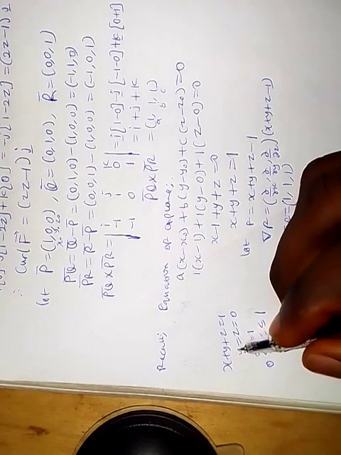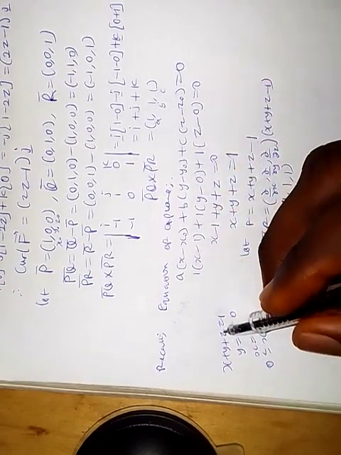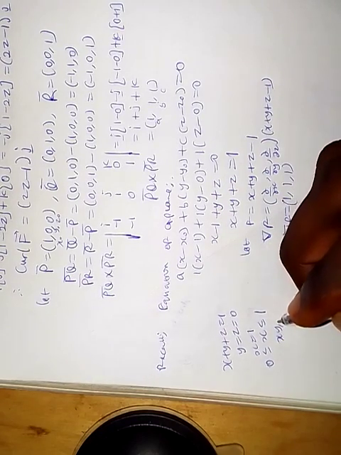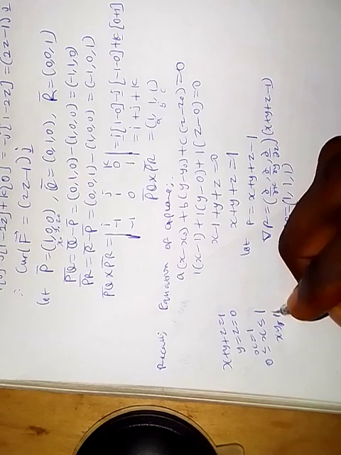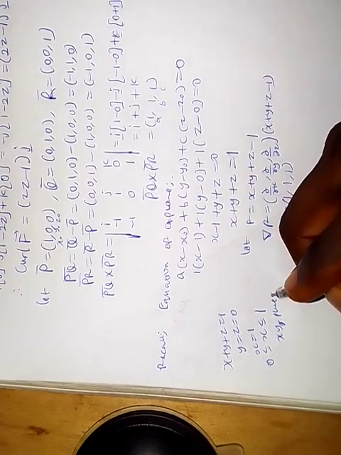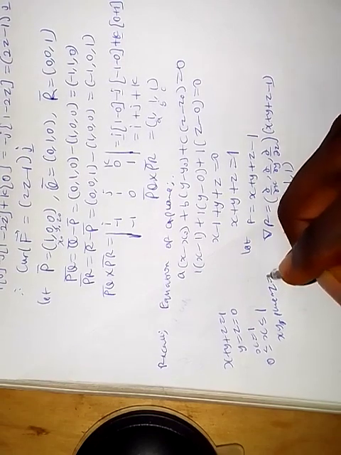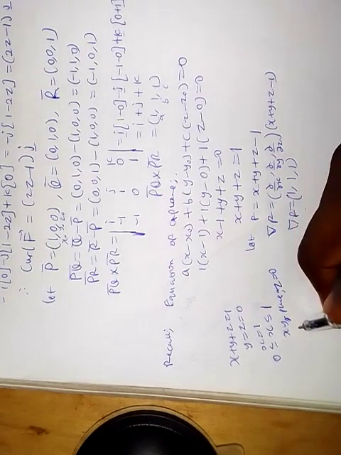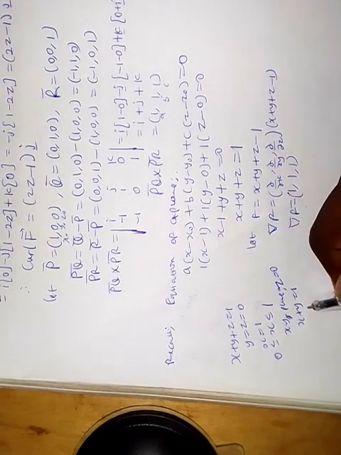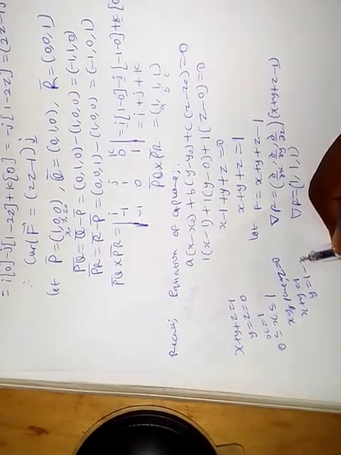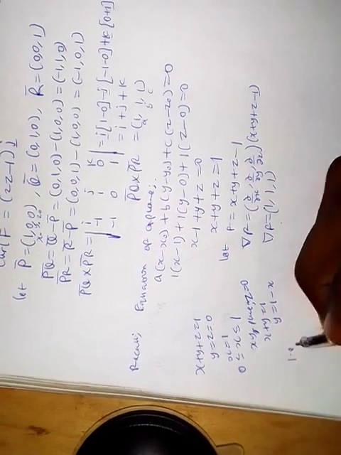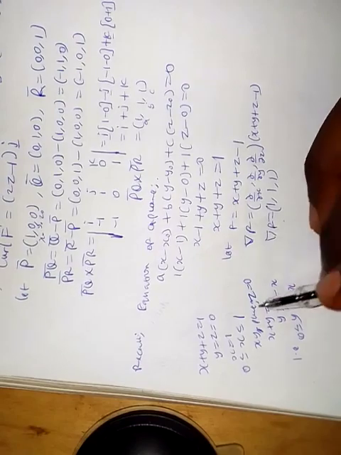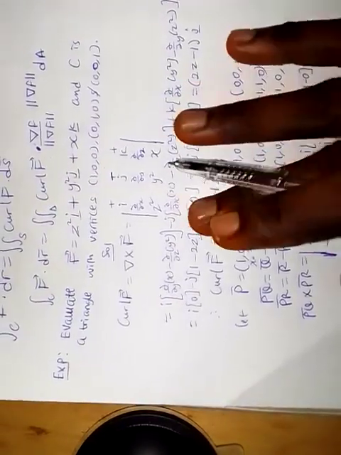Likewise on the xy plane, z will be 0. So z is 0 on the xy plane. So since z is 0, x plus y equals 1, in which y equals 1 minus x, that is, y is between 0 and 1 minus x. So we are going to use these limits of integration to evaluate our integral.